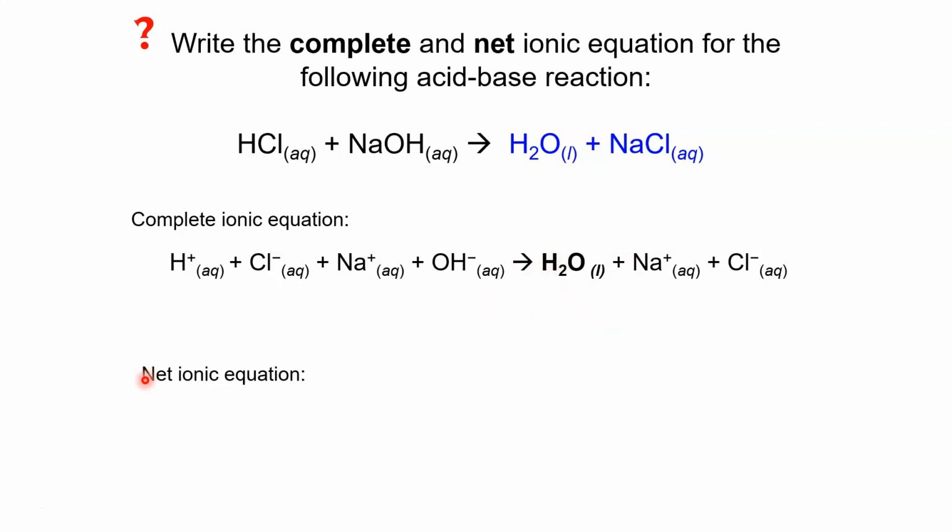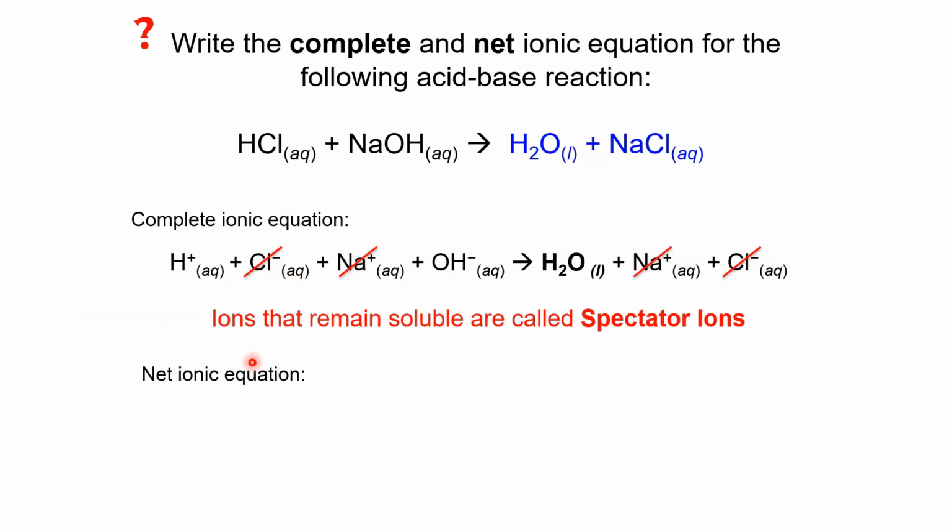Now remember, to write a net ionic equation, what we do is we cancel out the stuff that is the same on both sides of the equation. So what do I mean by that? Well, we have chloride aqueous and sodium aqueous on the product side, and we also have chloride aqueous and sodium aqueous on the reactant side.